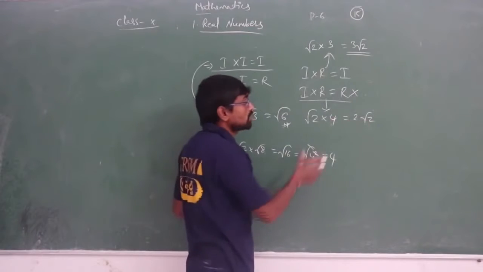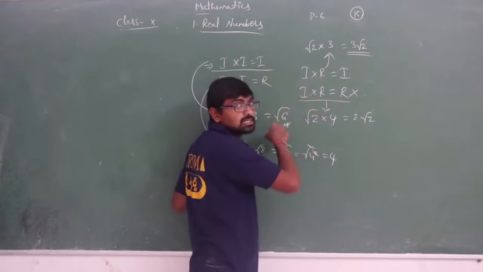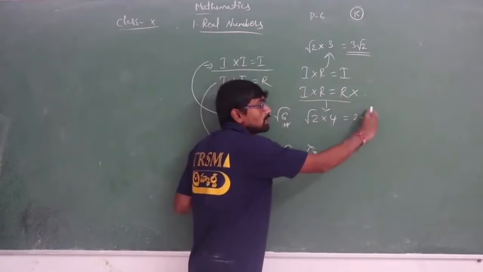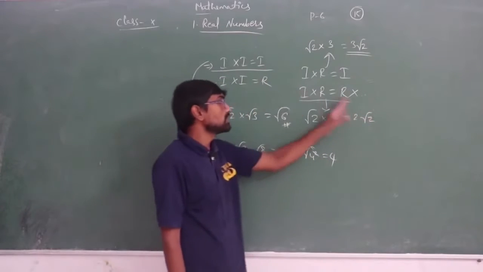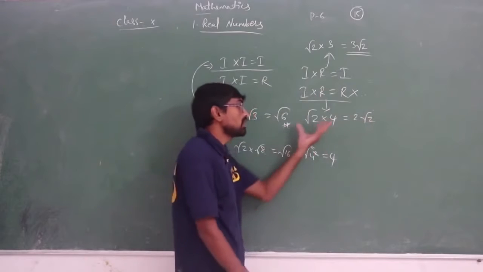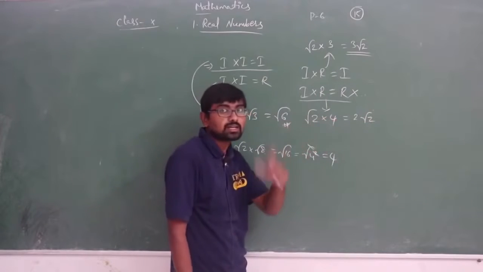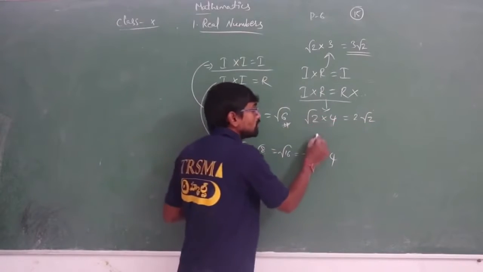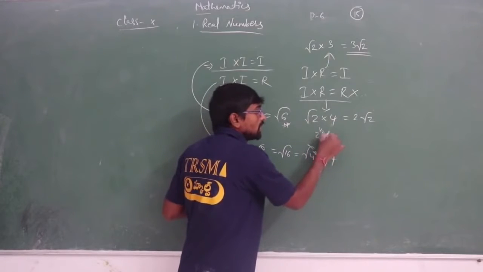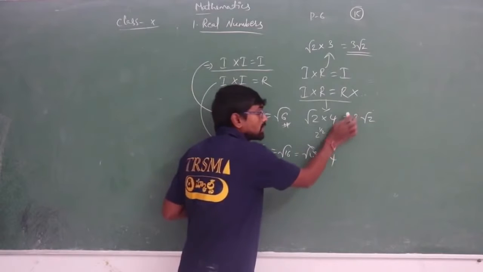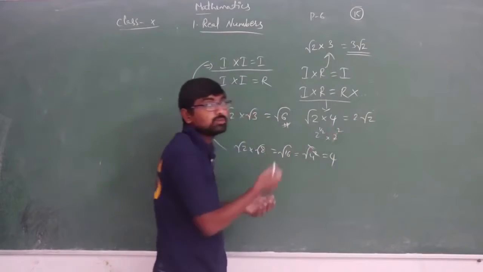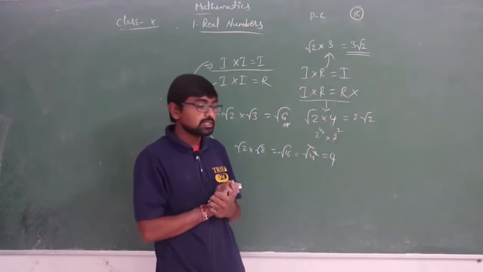Why? Because whenever we multiply a rational with an irrational, the irrational value will be left separately, isn't it? The rational value will be separate. We can't multiply 2 and 4 to get 8. Why? Because the power of 2 is 1 by 2 here, and the power of 4 is 1 here. It can be converted as 2 power 2. Again you will be getting surds, isn't it?